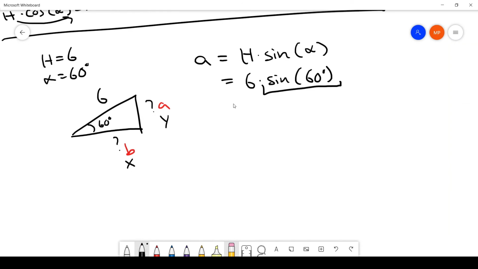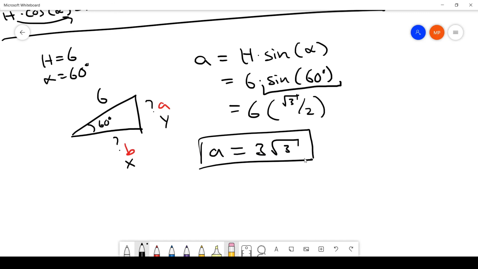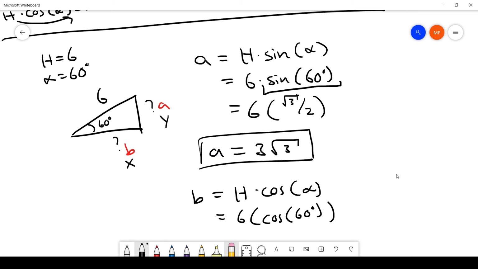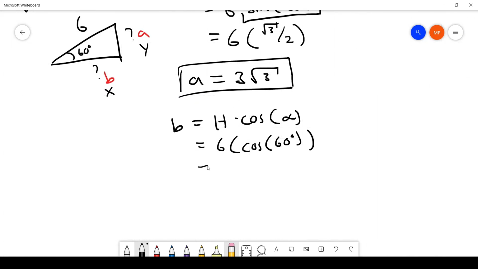Right here, and so this is equal to 6 times root 3 over 2, so we can simplify this and say this is 3 times root 3. And so this is our A value. And then for our B value, we can do the same exact thing. H times cosine alpha. This is 6 times cosine of 60 degrees. We saw before that cosine of 60 degrees is 1/2. And then this is just going to be 3.